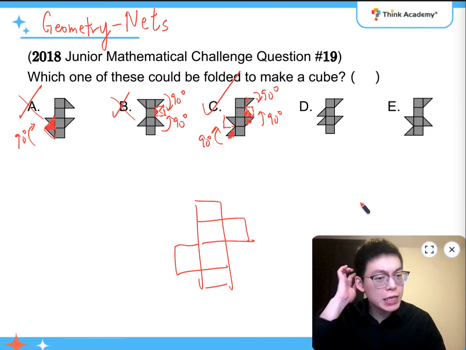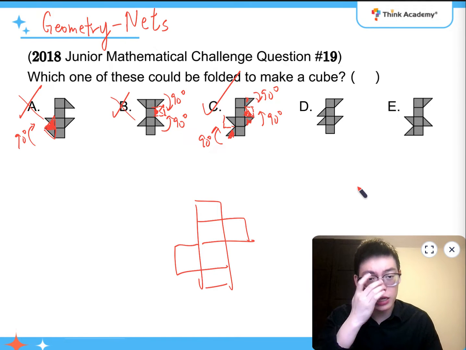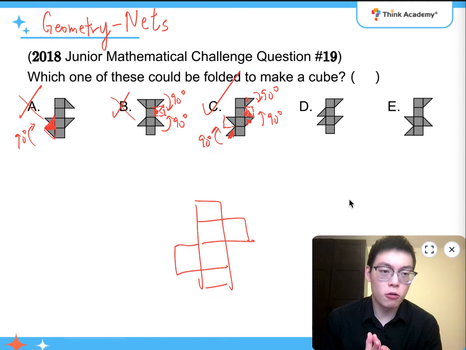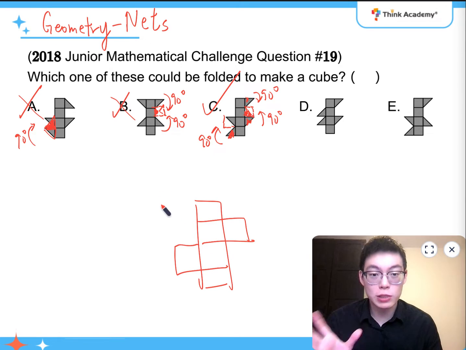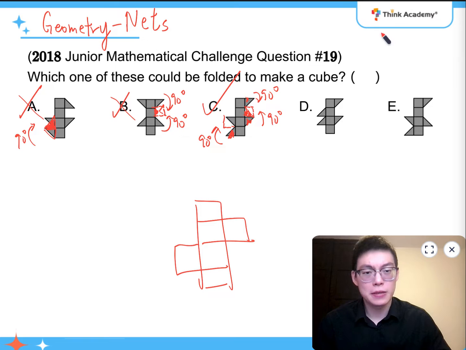And if you try D and E, you will see that, well, they're just going to either overlap with each other or just don't work, basically, because they overlap. All right. So that's how we can solve this question, by rotating it. Okay?